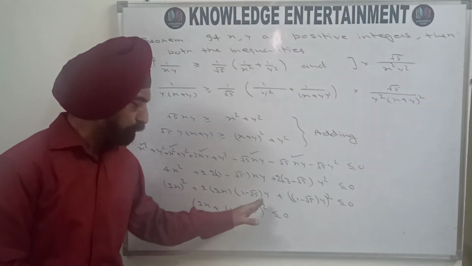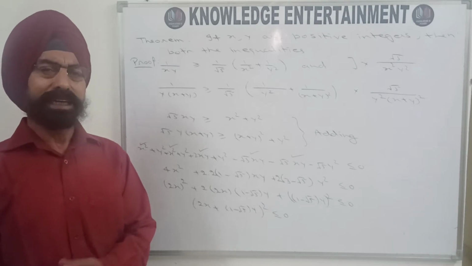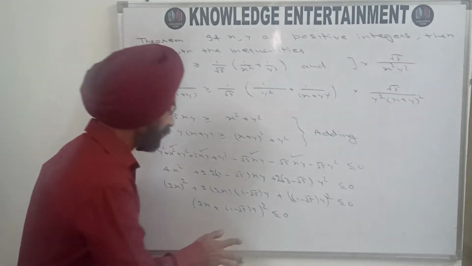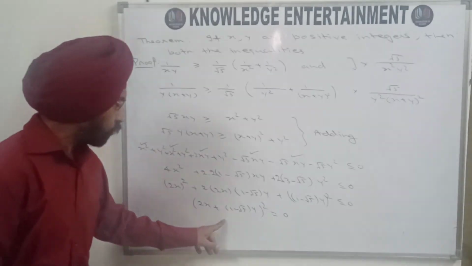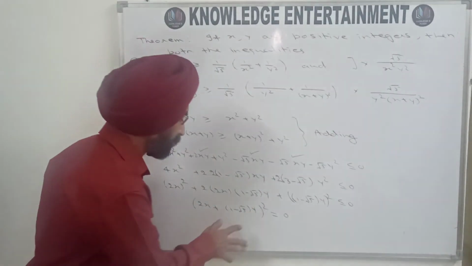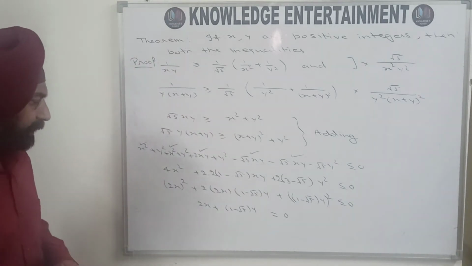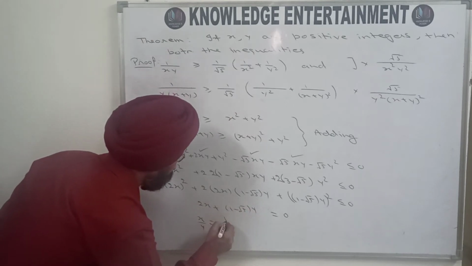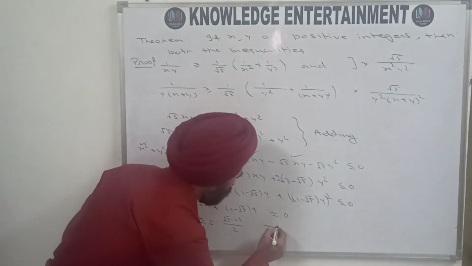Now left hand side is a perfect square, and we know that a perfect square cannot be negative, cannot be less than 0. So less than or equal to 0 means definitely it will be equal to 0. And if square of a number is 0, that means the number itself must be 0. So that means this number must be 0. From here, if you get the value of x upon y, the value of x upon y will be (root 5 minus 1) upon 2, which is a contradiction.